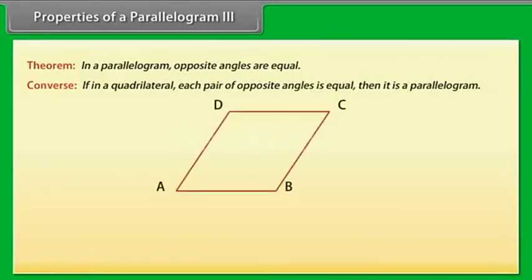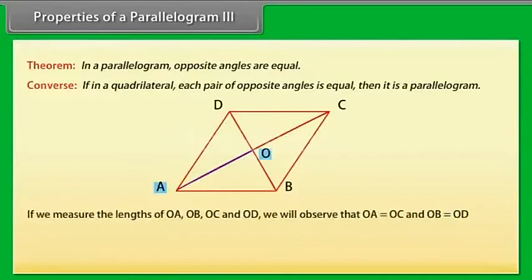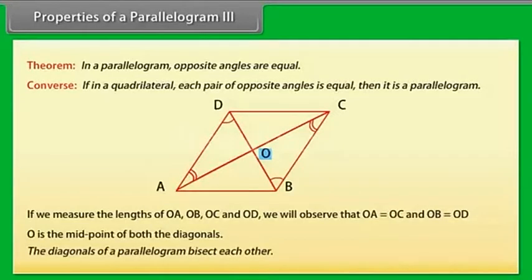Draw a parallelogram ABCD and draw both its diagonals intersecting at the point O. If we measure the lengths of OA, OB, OC and OD, we will observe that OA is equal to OC and OB is equal to OD. So we can say that O is the midpoint of both the diagonals. If we repeat this activity with more parallelograms, we will find that O is the midpoint of both the diagonals. This gives us a new property, which states that the diagonals of a parallelogram bisect each other.